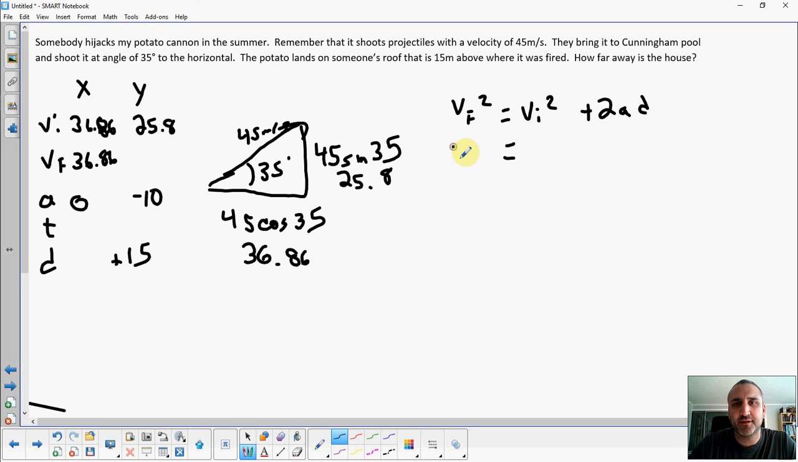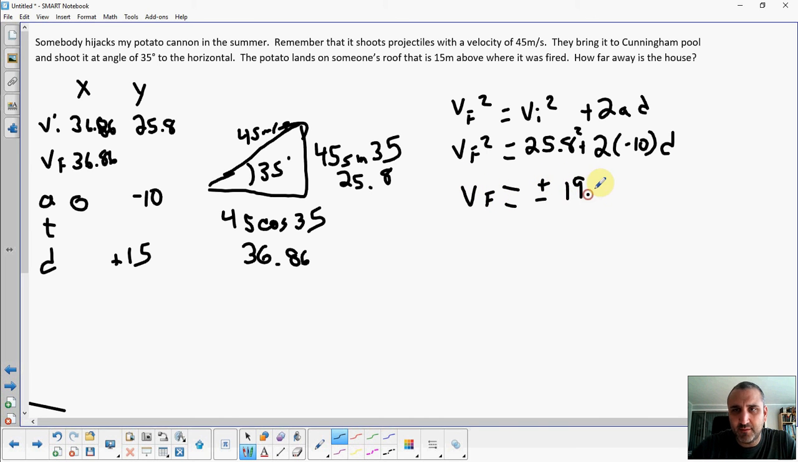So our final velocity we don't know, but our initial velocity we know, it's positive 25.8, plus 2 times negative 10 times the displacement, and that's going to be squared. So if we plug all this in and take our square root of the Vf, we should end up with a final velocity in the y dimension of plus or minus 19.12. If we remember, this is going to go up and land on somebody's roof coming back down.